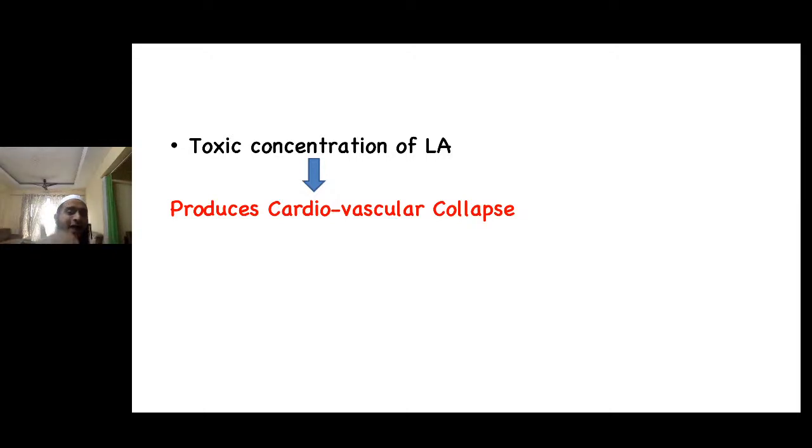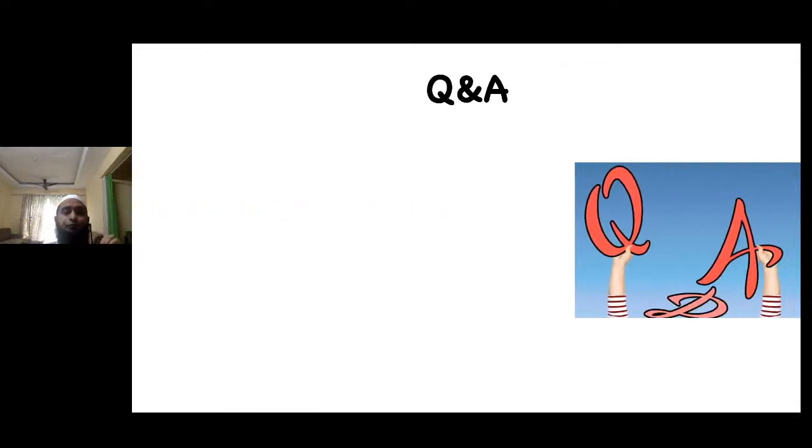So it is dose dependent action. To summarize, the local anesthetic produces dose dependent action on the cardiovascular system. At low dose it produces blockage of the sympathetic system, which leads to a decrease in blood pressure. At high dose it produces relaxation of the smooth muscle. And at toxic concentration of local anesthetic it produces complete cardiovascular collapse. So we can see now that local anesthetics, when they are absorbed into systemic circulation, produce very severe effects.